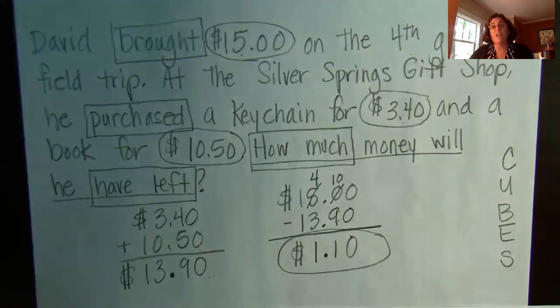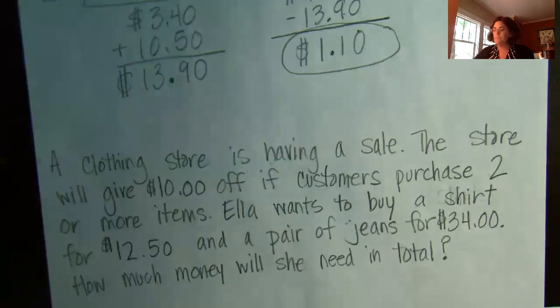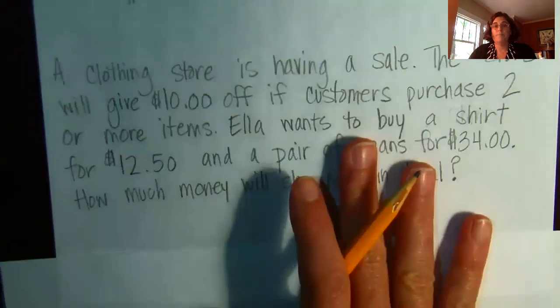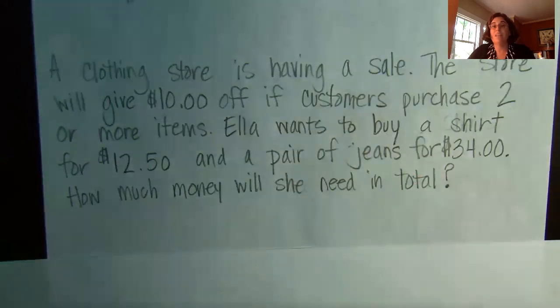That is the first kind of word problem you're going to have today. The second kind of word problem is just like this. So let's go ahead and read this second word problem. A clothing store is having a sale. The store will give $10 off if customers purchase 2 or more items. Ella wants to buy a shirt for $12.50 and a pair of jeans for $34. How much money will she need in total?